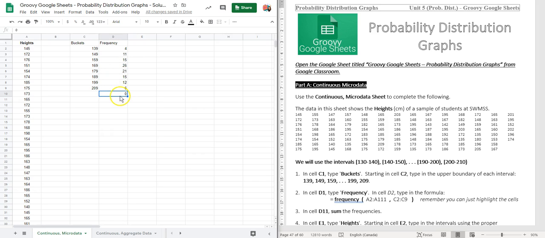Now this here should read 0, and all that's really telling you is that there is no number higher than 209. If there was a number here, then you would have to include more buckets, and maybe you had the wrong maximum, so you could always sort the data into ascending order and take a look at what the highest number actually is.